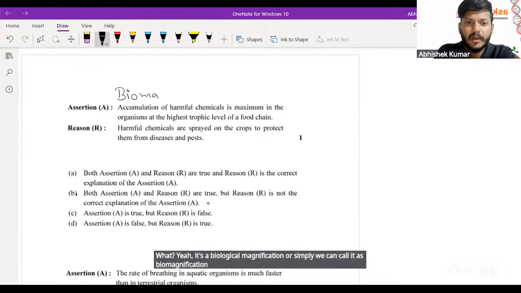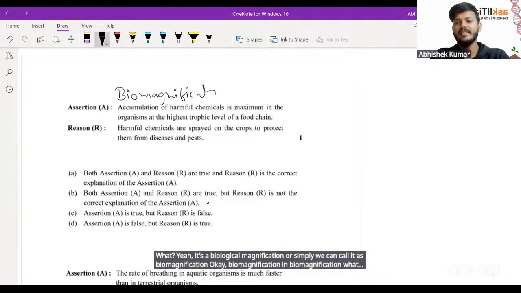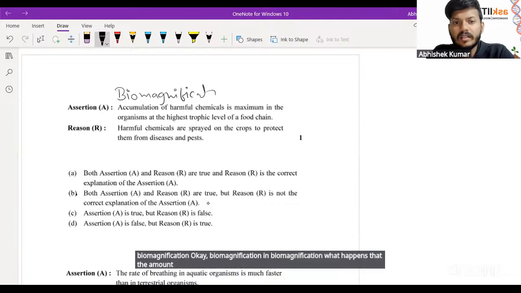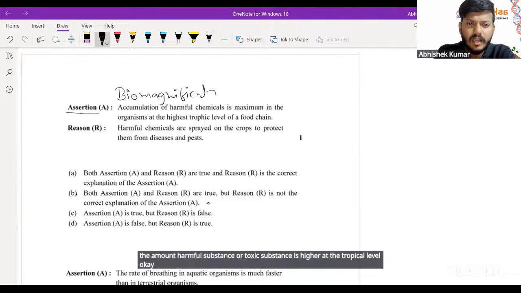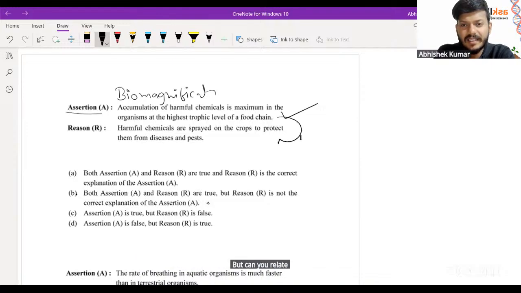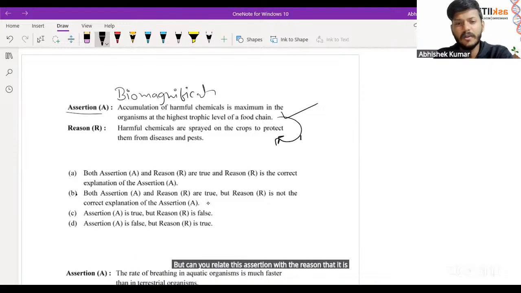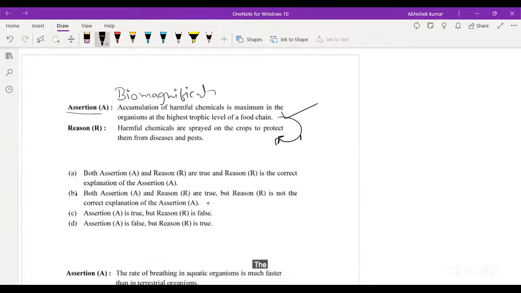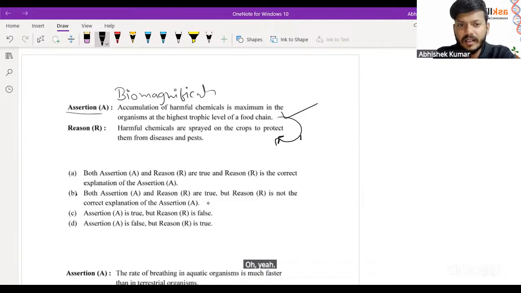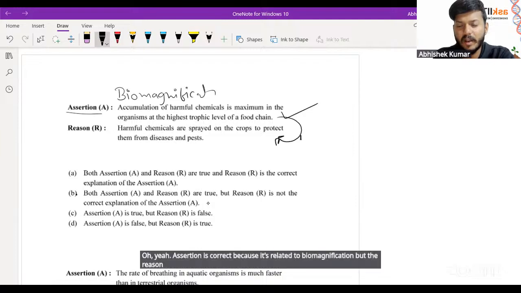Biomagnification. In biomagnification, what happens? The amount of harmful or toxic substance is higher at the higher trophic level. So option A means the assertion is correct, but can you relate this assertion with the reason, whether it is correct or wrong? The reason is not the correct explanation for the assertion. Assertion is correct because it's related to biomagnification, but the reason is not correct for biomagnification.